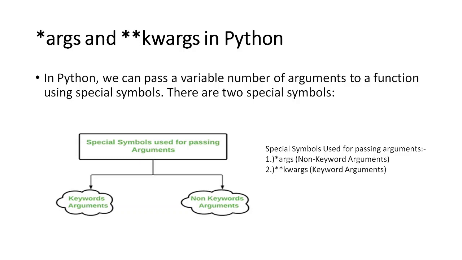So these are the special symbols used for passing the arguments. One is called keyword arguments, the other non-keyword arguments. Keyword arguments are like a key-value pair, represented by double star kwargs, and the single star is the non-keyword argument. So these are the special symbols used for passing the parameters. This will be of much help when we start using it. Okay, so let's head back to programming and do all these programs.